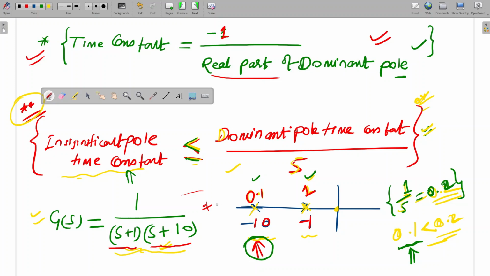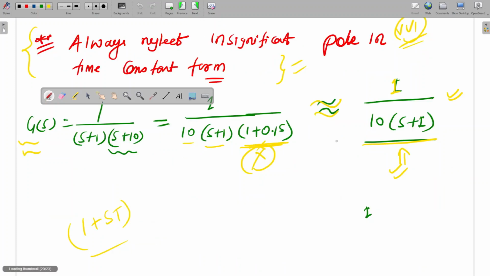And the last pole, or the poles after it, will be insignificant. If poles lie on this side, they will be insignificant only. So all those poles we can neglect, and we can get the simplified transfer function. Is it clear?